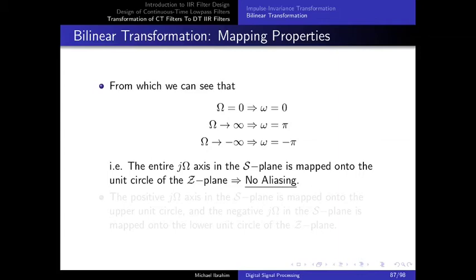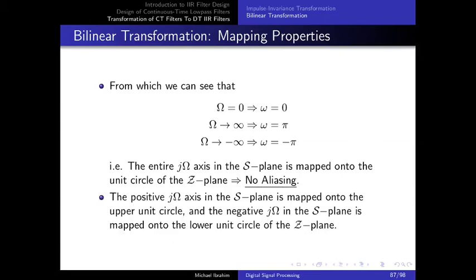This point would have been made more clear if we had talked about the impulse invariance transformation. In the impulse invariance transformation, we have aliasing happening. Here we do not have aliasing. But for now, let's just skip this part. So the positive j omega axis in the s domain is mapped onto the upper unit circle from 0 to pi, and the negative j omega axis in the s domain is mapped onto the lower unit circle from 0 to minus pi.